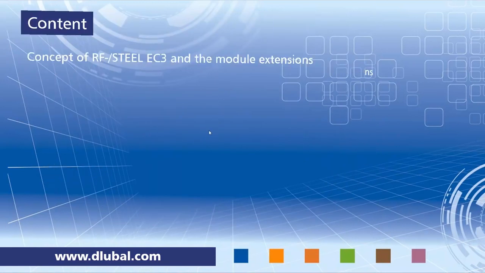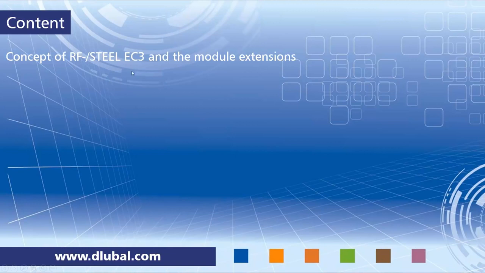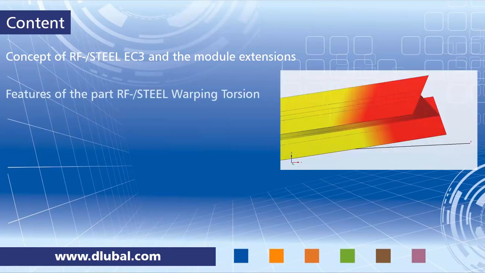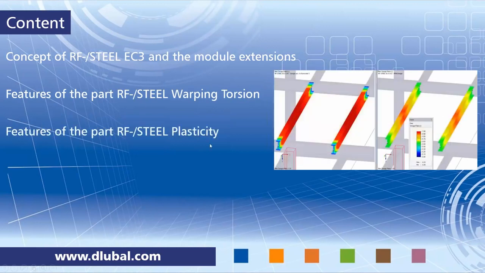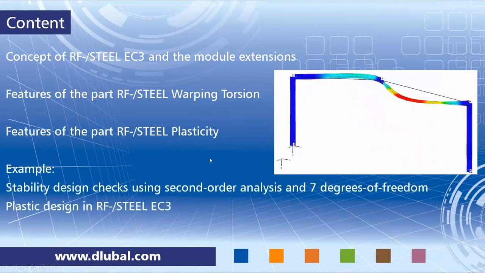We get started with the concept of the RF Steel module EC3 and its module extensions. I will then summarize a few features of the RF Steel Warping Torsion add-on module and the RF Steel Plasticity module. Then it's time for me to hand over the screen to Wieland, and he will show you an example in R#, and he will perform stability design checks using the second order analysis and employing 7 degrees of freedom. He will also perform a plastic design in RF Plasticity.